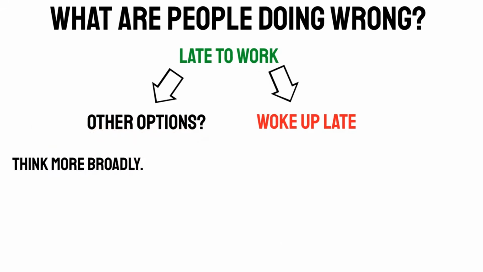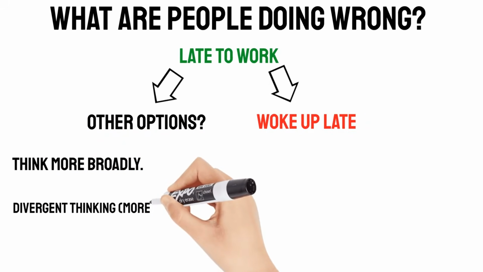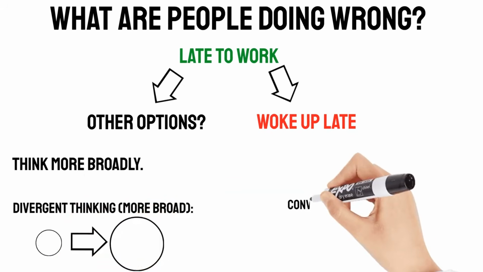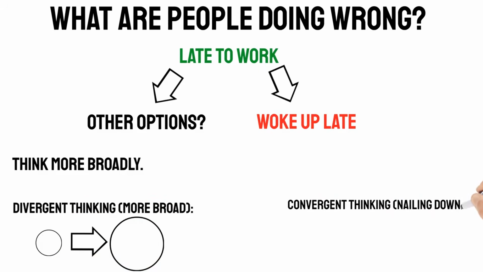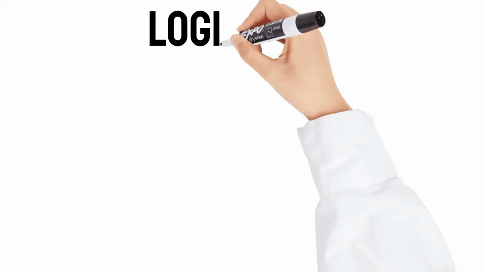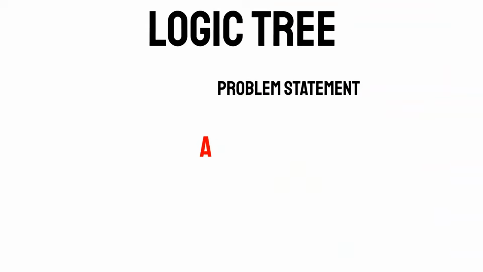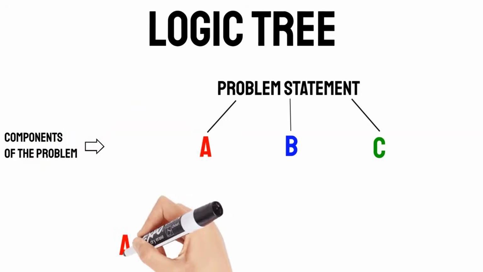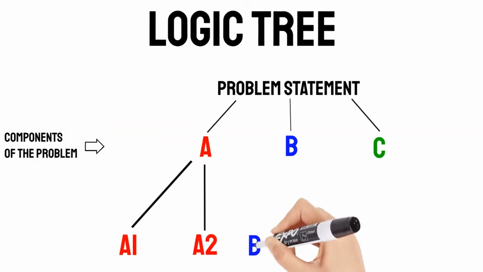After every why, don't be happy with one result. Think more broadly. In order to enable divergent thinking, so thinking more broadly, we have to use the logic tree. In another video, I explained a root cause analysis technique based on the logic tree in detail. If you want to gain in-depth knowledge, please make sure to watch it too. Otherwise, I will explain it briefly in this video.